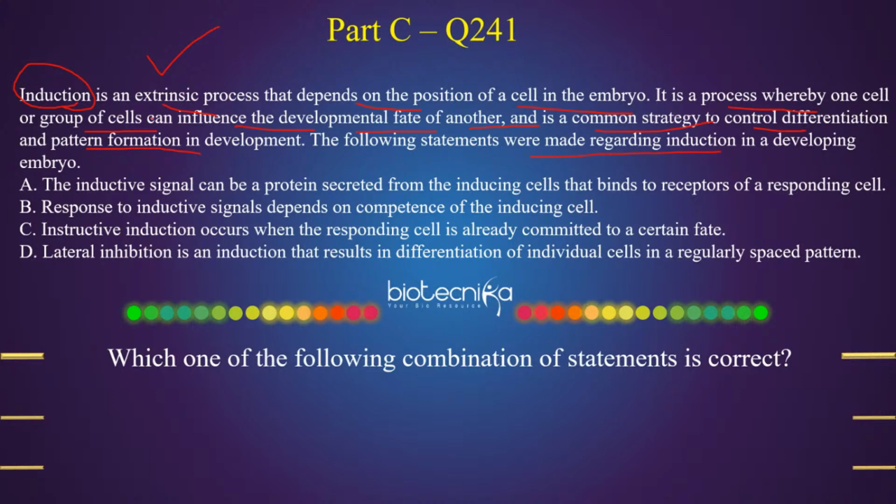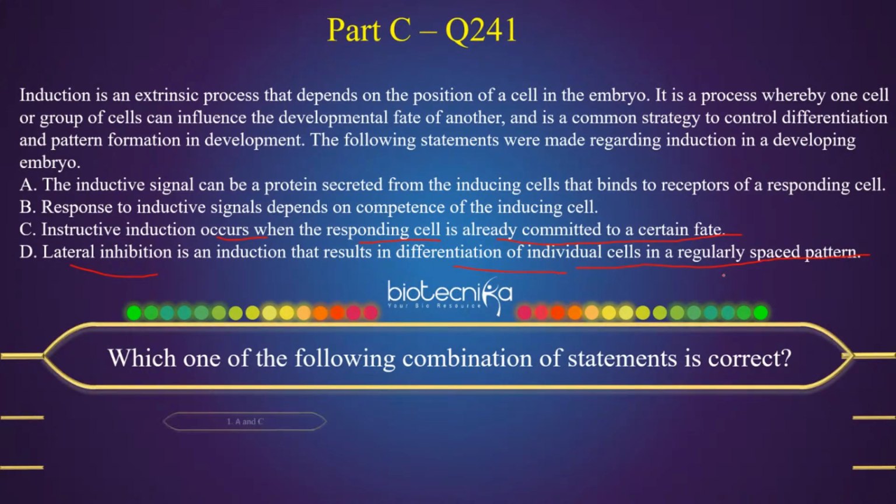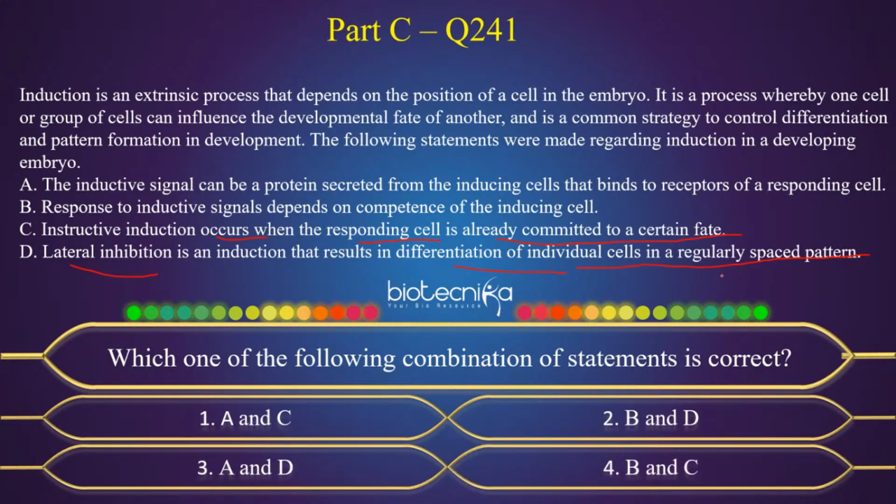So the following statements were made. Inductive signal can be a protein secreted from the inducing cell that binds to receptors of the responding cell. Response to inductive signal depends on competence of the inducing cell. Instructive interaction occurs when the responding cell is already committed to a certain fate. Lateral inhibition results in differentiation of individual cells in a regularly spaced pattern. Which out of the statements are correct? So you know cell signaling, how the induction and response works, so you might be able to figure this out.